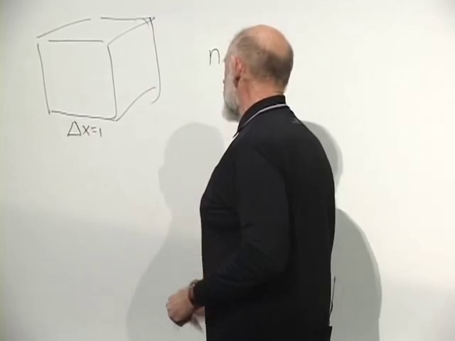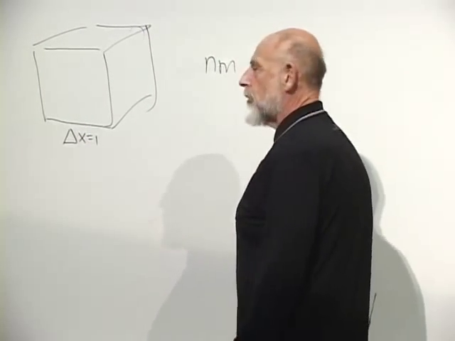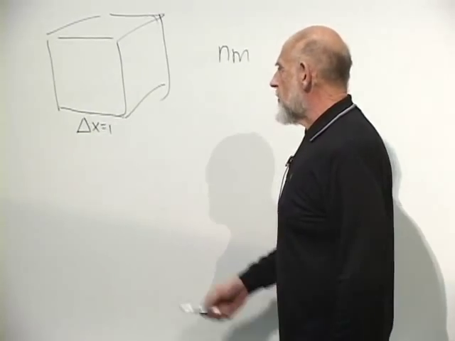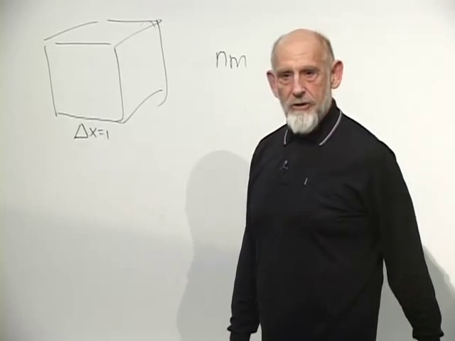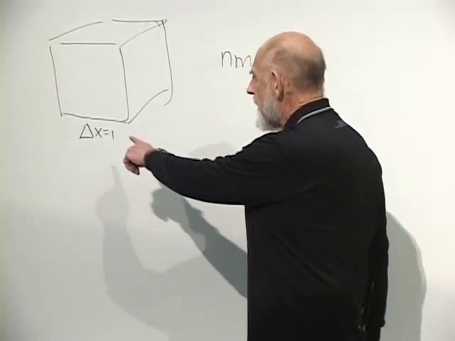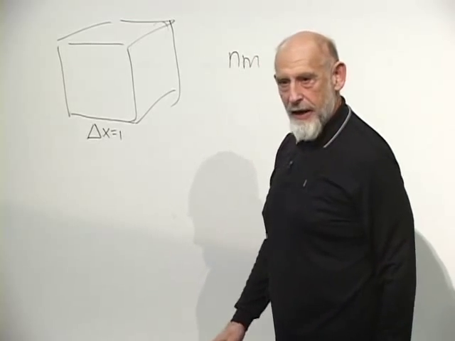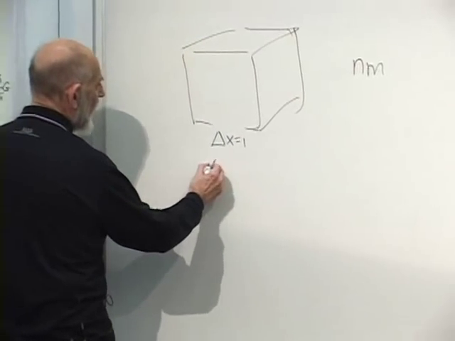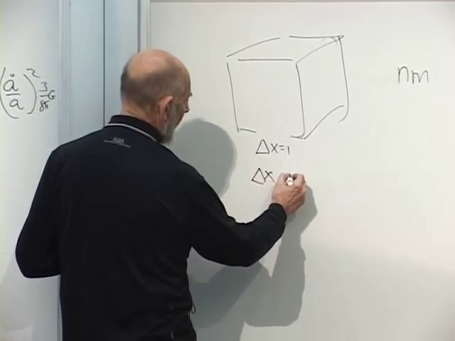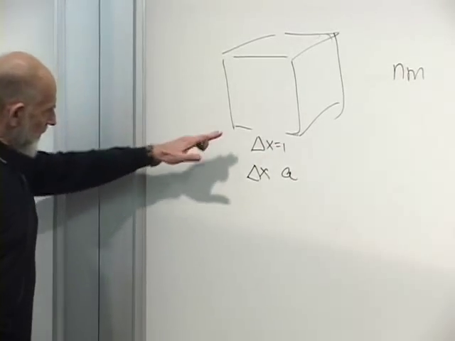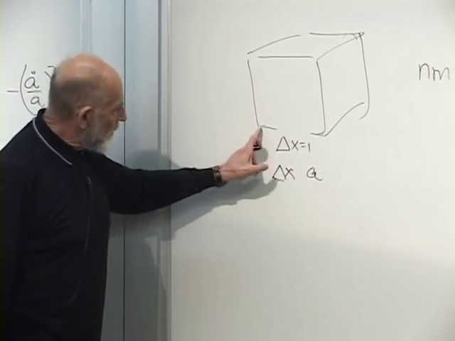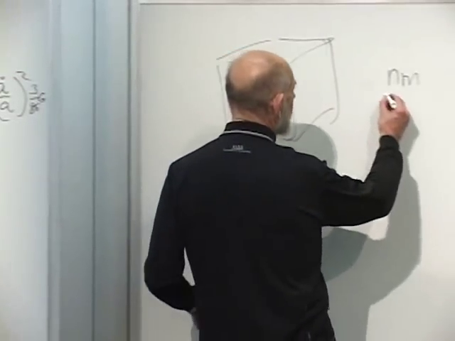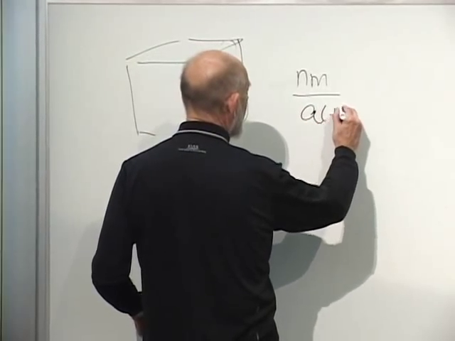All right, so there's n protons in there. Each one has mass m. That's how much total mass is in there. And what's the volume of space? The volume of space is delta x times delta x times delta x. That's 1, but times a cubed. Why a cubed? Because the actual length here is delta x times a. So the side of the box, I've chosen a box whose side at any given time is a of t. And so to find the density, I have to divide it by a of t cubed.